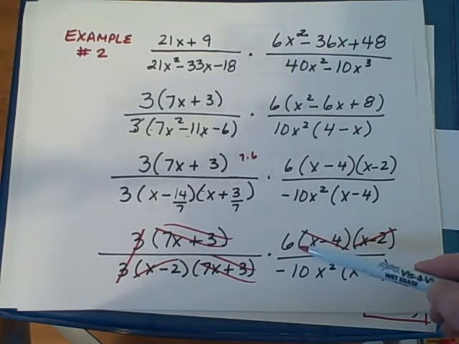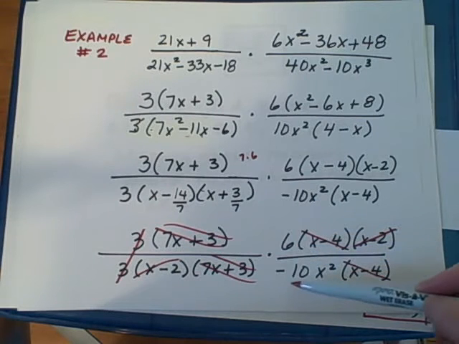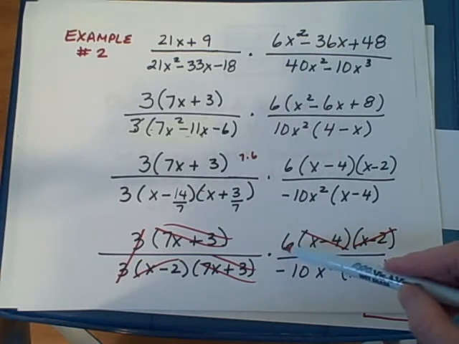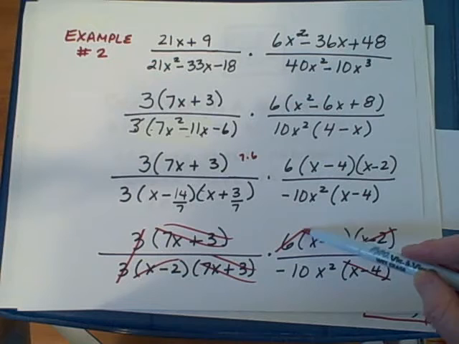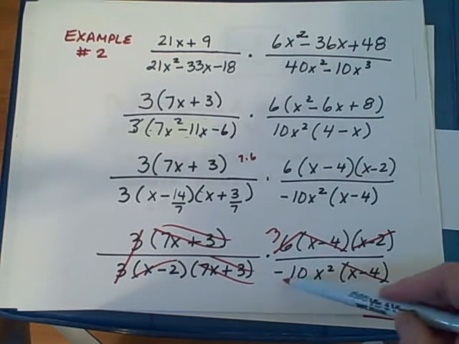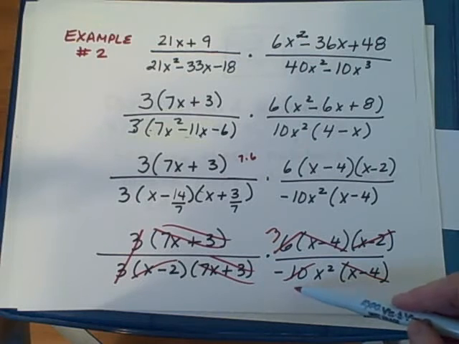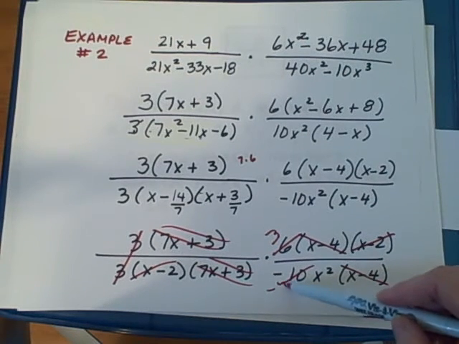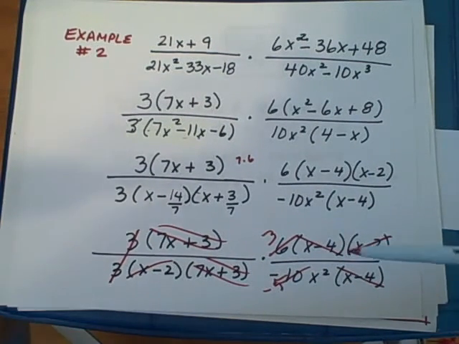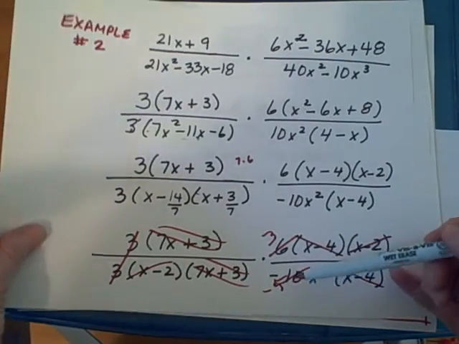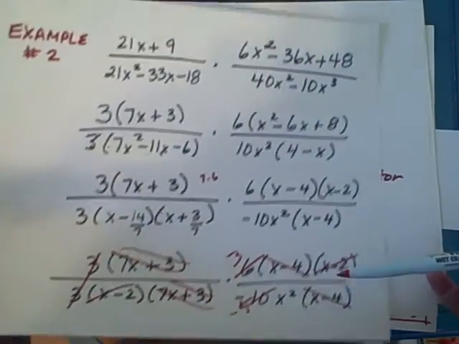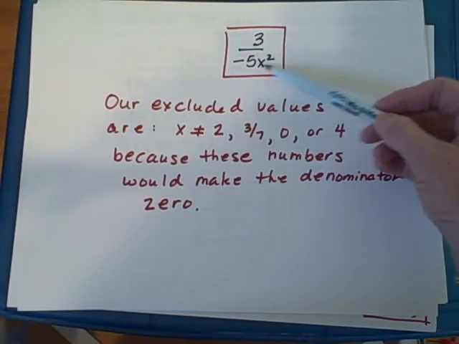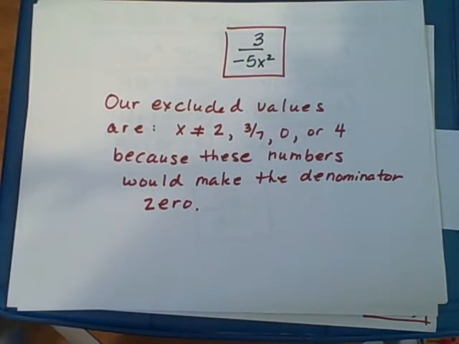And then we can simplify 6 over negative 10x squared. 2 goes into 6 3 times. And 2 goes into negative 10, negative 5 times. That simply leaves us 3 over negative 5x squared.